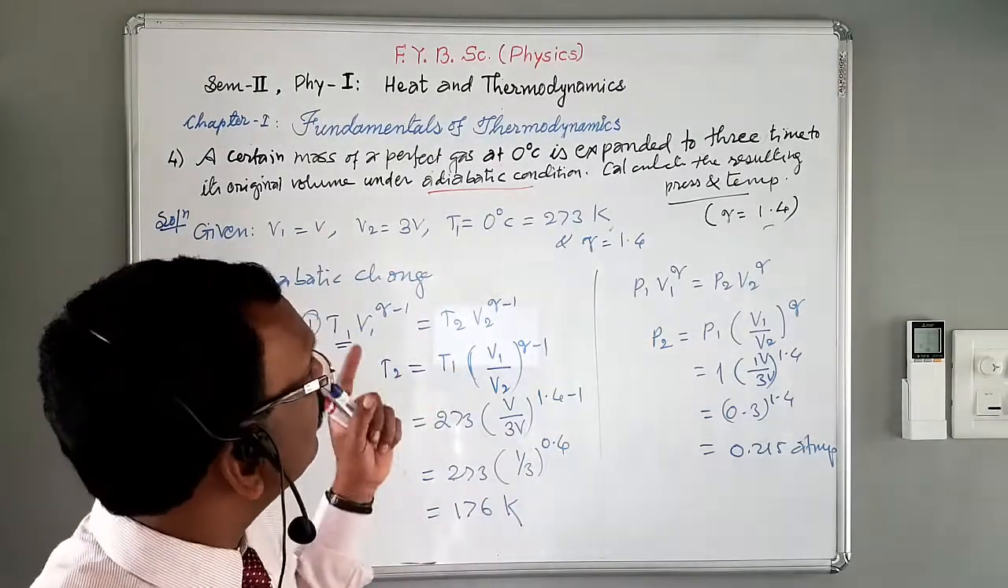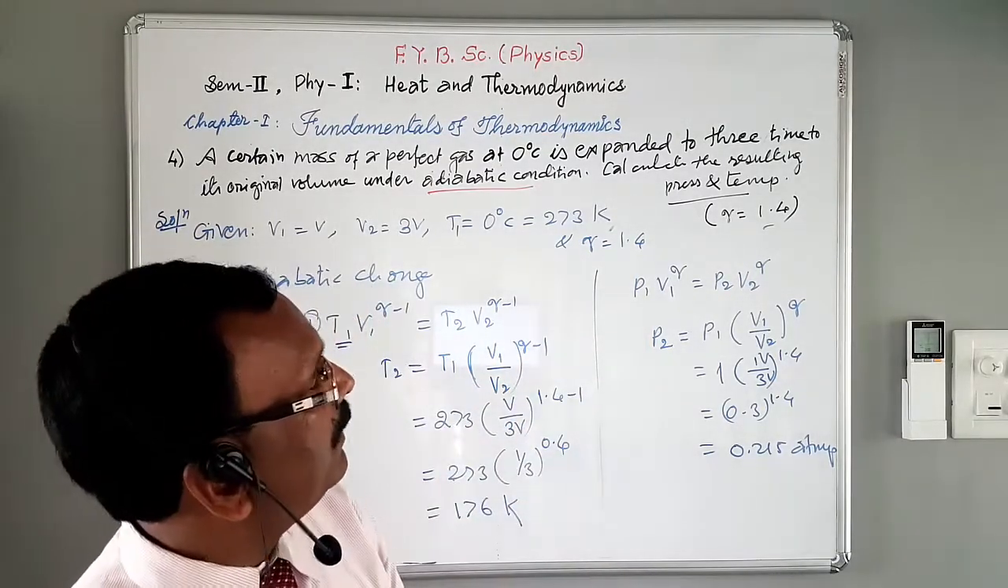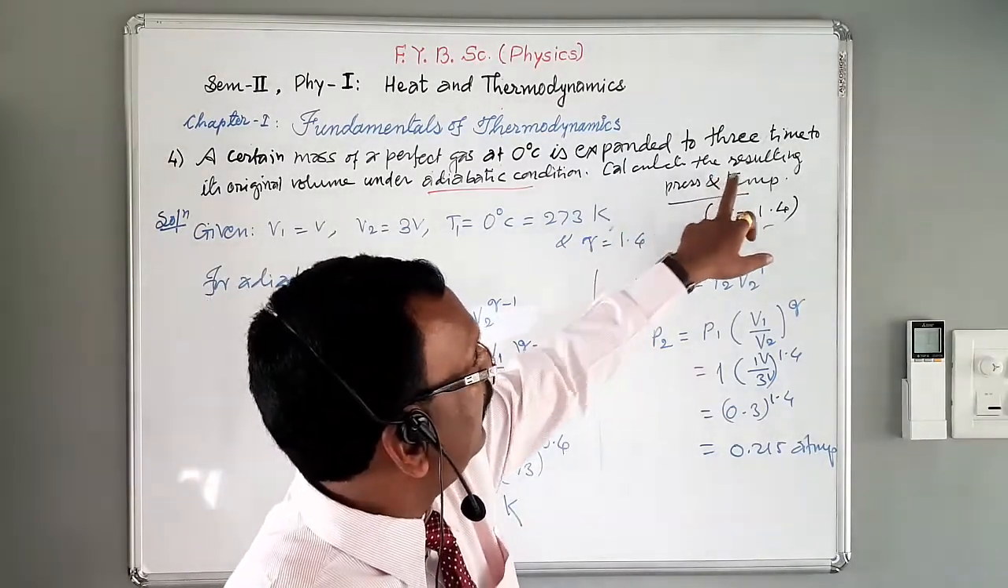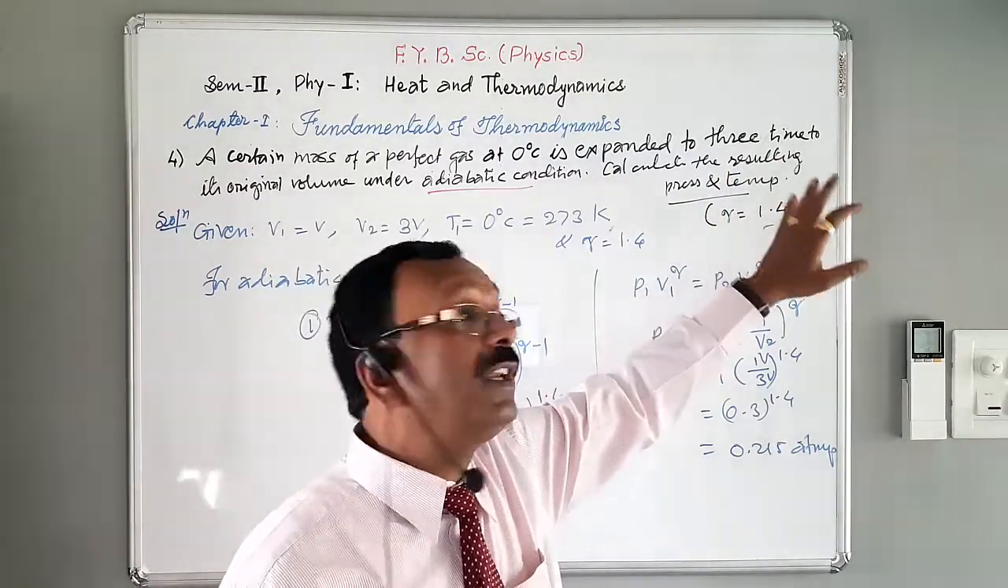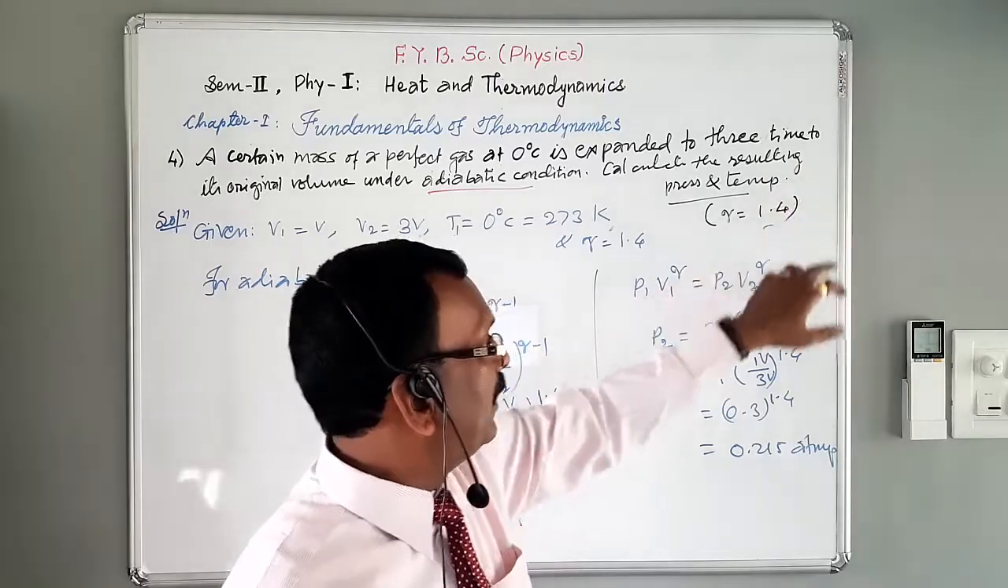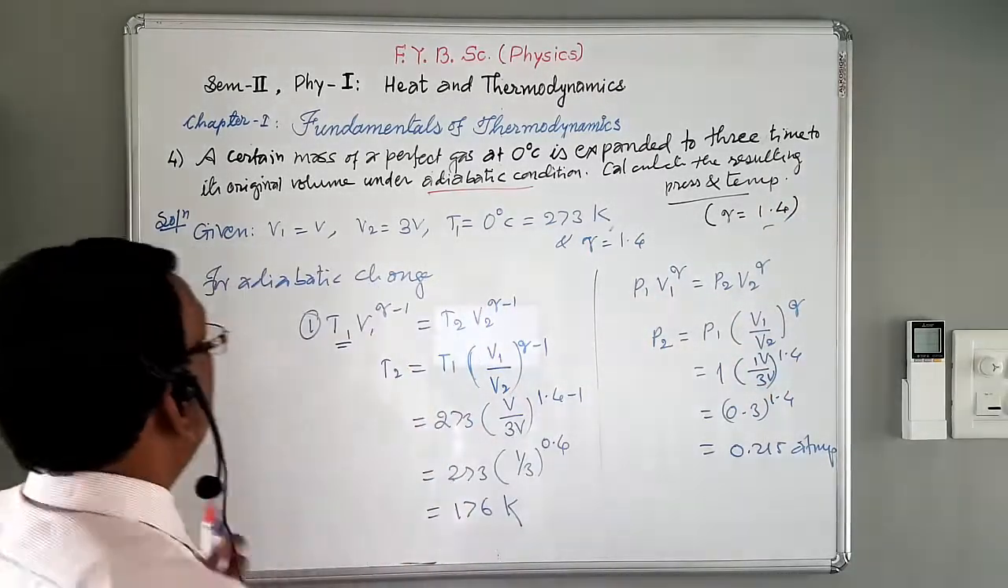Okay. Then here only a few words are missing. Calculate the resulting pressure and temperature if the initial pressure was 1 atmosphere. Here the initial pressure was 1 atmosphere. Okay. Now next problem.